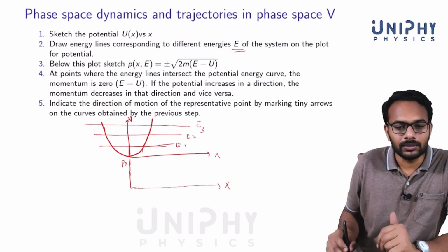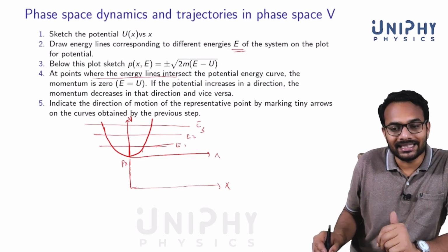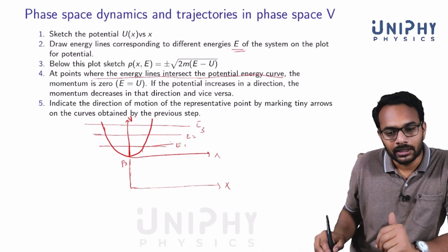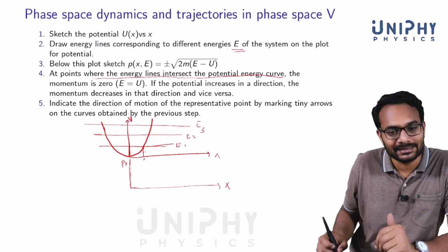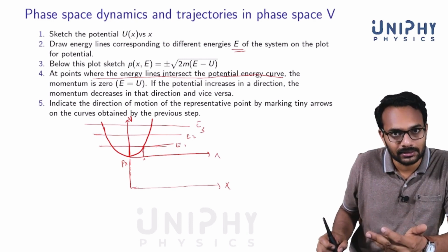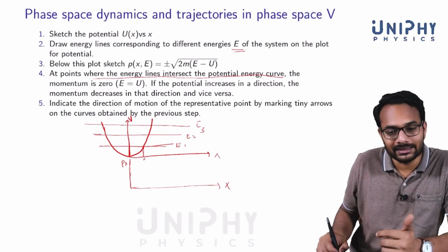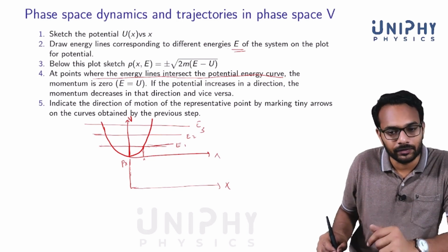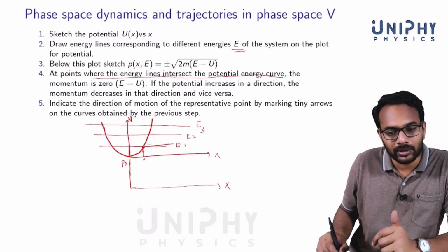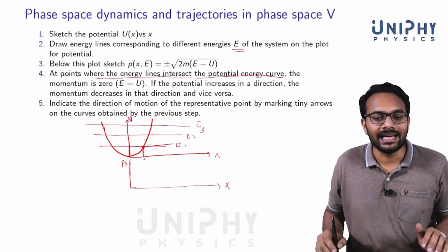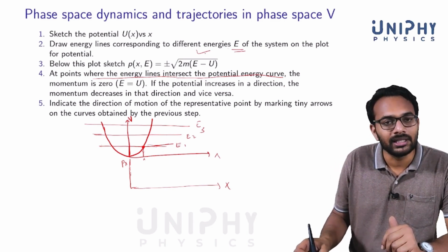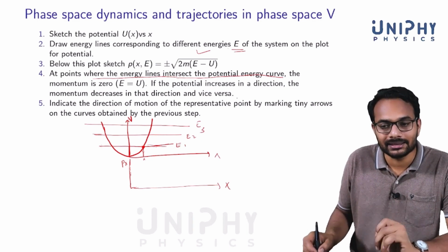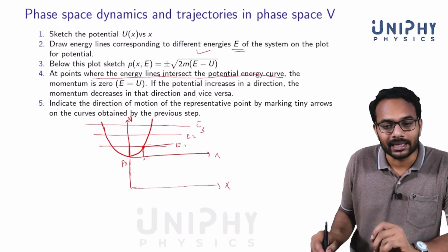Now you see that at points where the energy lines intersect the potential energy curve, at this particular value of x, E is equal to U. This is a straight line corresponding to a definite value of energy, and this is the potential energy. So at this point, E is equal to U. At points where the energy lines intersect the potential energy curve, the momentum is 0. By this equation, the momentum is 0. If the potential increases in a direction, the momentum decreases in that direction and vice versa.